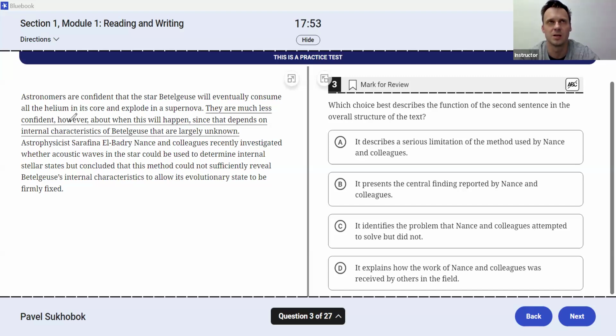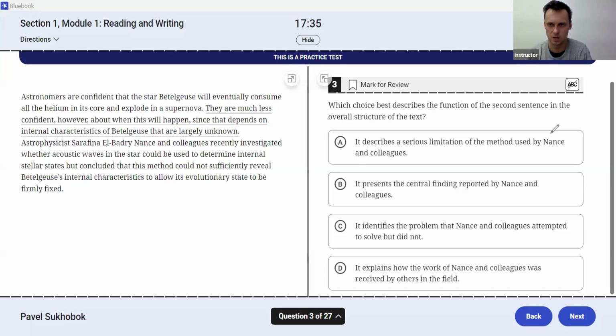So I'm thinking to myself, they're stating a problem to them knowing when it's going to explode, right? That is what's going to kind of hinder them from knowing when it will happen. So now we go one by one. Here's another tip. I always do process of elimination.